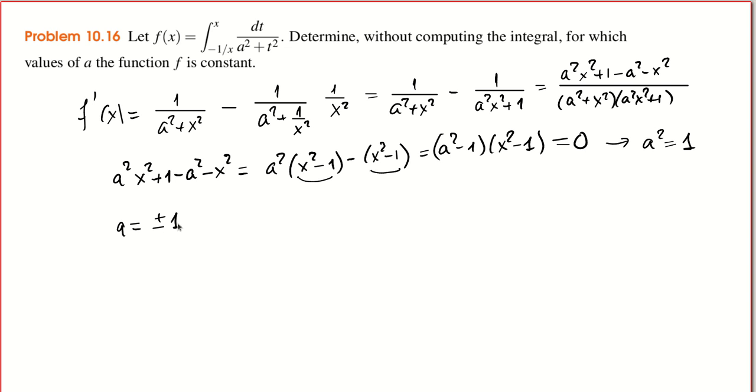Actually, once you know this, you can check it afterwards, because as I said, if a is plus or minus 1, then we know that this is just this primitive, and then you have dt over 1 plus t squared, right? Which is the arctangent. So this is the arctangent of x minus the arctangent of 1 over x, of minus 1 over x. But since the arctangent is an odd function, this is what it is, right?